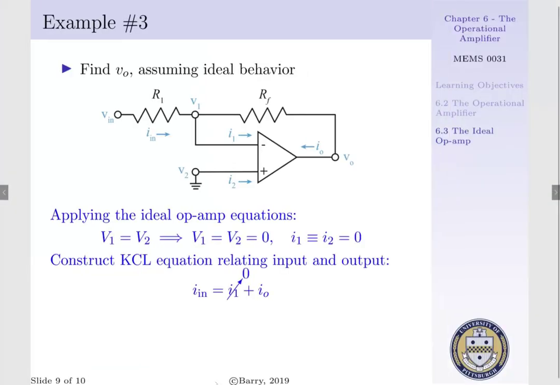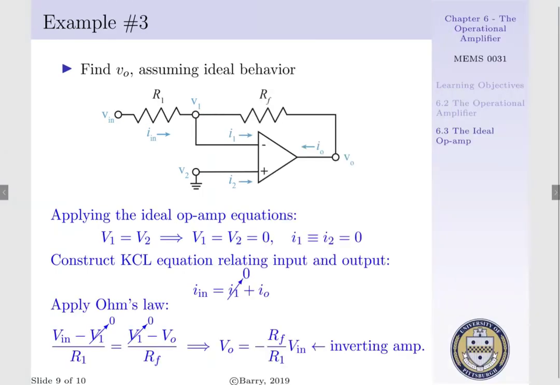To relate our output voltage to our input voltage, we're going to construct a KCL equation about our inverting terminal. That is, our KCL equation would have I in entering, and we'd have I1 and I out exiting. We know I1 is equal to 0, such that I in is therefore equal to I out.